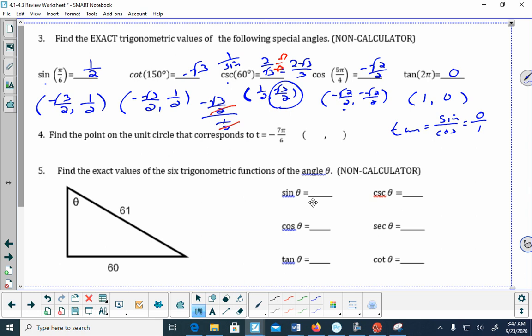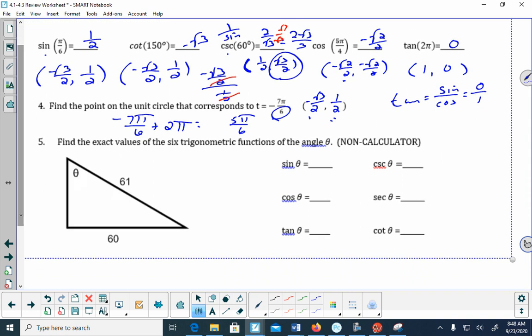And then 4 says find the point on the unit circle that corresponds to the negative. So I'm going to take 7 pi over 6. I'm going to find the coterminal angle, so I'm going to add 2 pi. And when I do that, I end up with 5 pi over 6. I know that 5 pi over 6 is in the second quadrant, which means my x is going to be negative. So this will be a negative square root of 3 over 2. And the y will be positive, so a positive 1/2. And I knew as soon as it had a denominator 6, it would be these numbers. I just needed to figure out which one was positive, which one was negative.